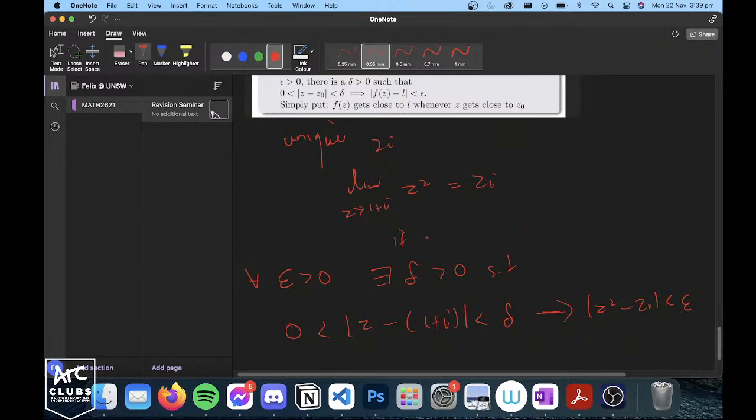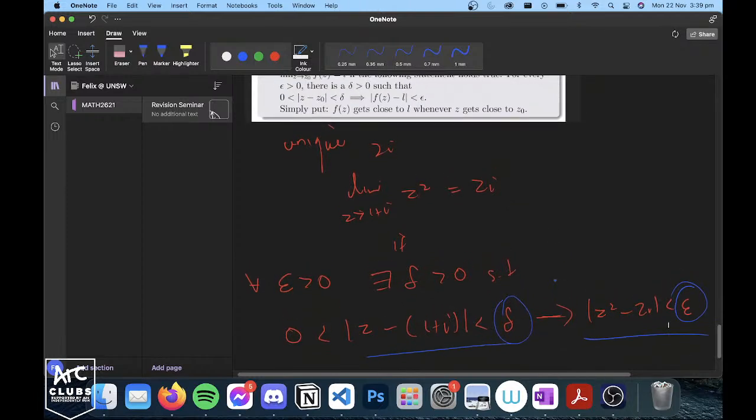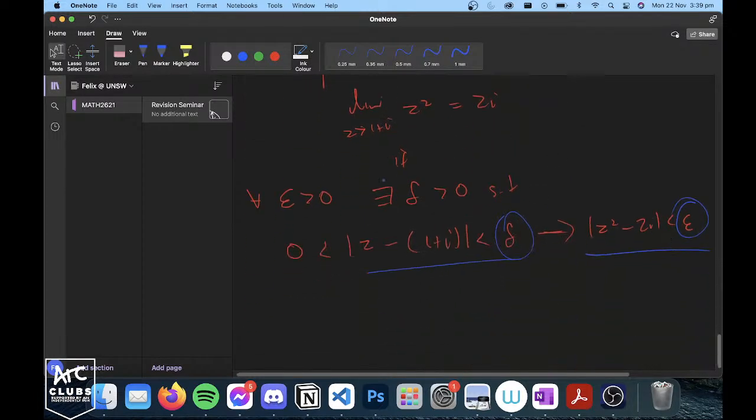Basically our goal is to find a delta, right? And we usually want to do this through backwards reasoning. So we'll start off with this stuff here. We want to use this in a way that we can connect it with this, so that we can connect delta and epsilon together, and then we can find delta in terms of epsilon. That way we always have a delta for each epsilon, so that this remains true. Okay.